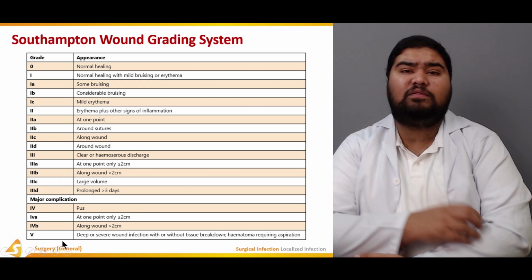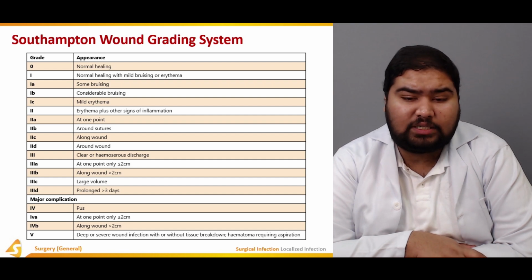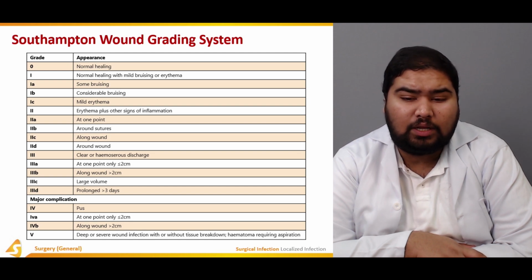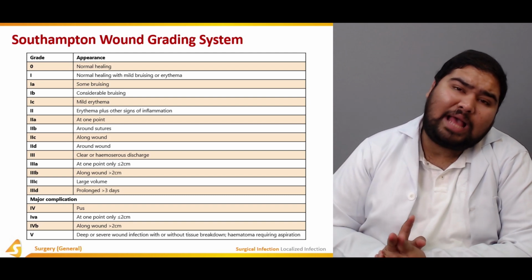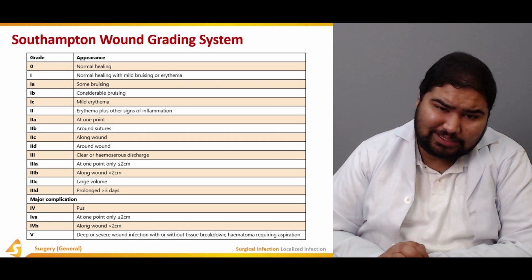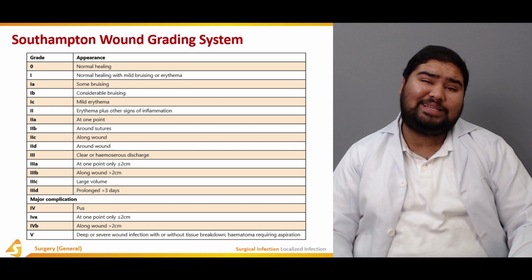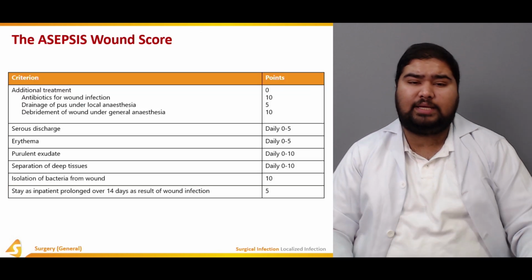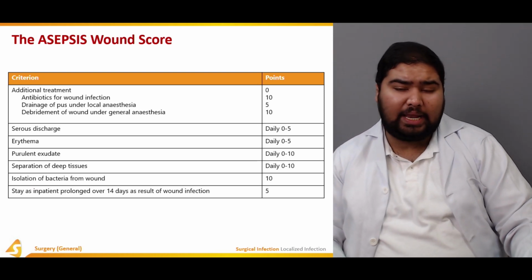Now in a grade 5 wound, there's deep or severe wound infection, which may or may not include tissue breakdown and hematoma formation requiring aspiration. So this is the Southampton wound grading system. Not very frequently used because of its extensiveness, but an important grading system. We have the asepsis wound score as well.